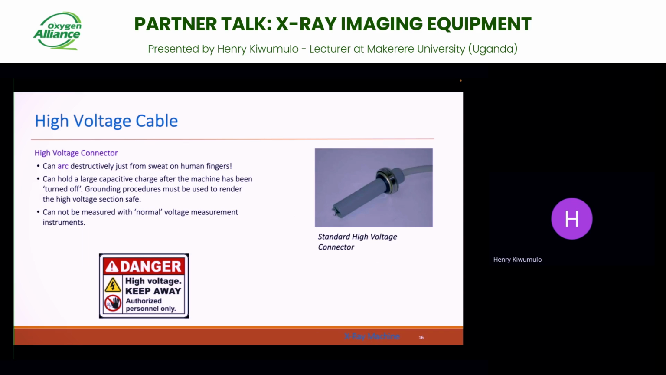So we've just seen a high voltage cable, but in addition to what we saw, these high voltage cables have to be handled very carefully because they can be damaged just from sweat on a human finger. So if someone sweats, you can easily get an arc from this high voltage. And they can also hold a large capacitive charge even after the machine has been turned off. So one needs to use the right grounding procedures to work in a high voltage safe environment.